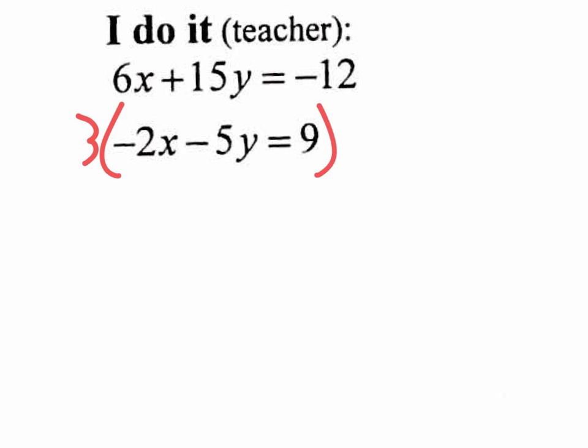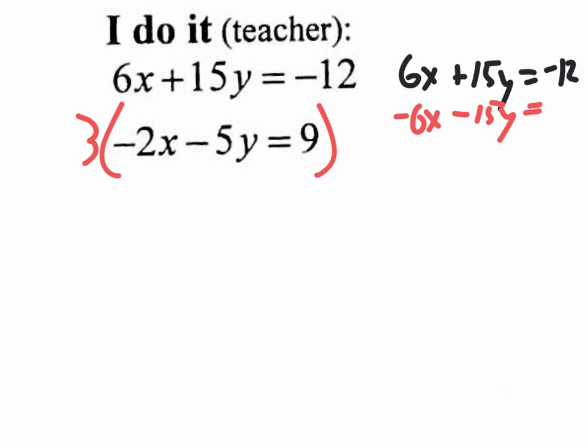So when you distribute the 3, the top equation is going to stay 6x plus 15y equals negative 12. And the bottom equation becomes negative 6x minus 15y equals 27. Now I'm ready to combine the lines. When I combine the lines, the x's cancel out. That's what I wanted. But then you're like, wait a minute. What's 15y take away 15y? It also cancels out, guys.